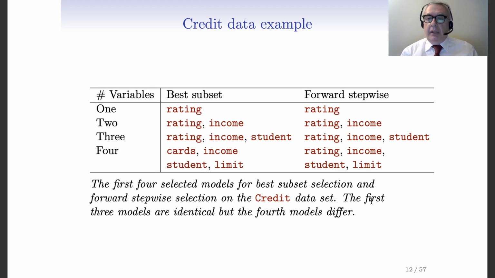Okay, let's go back to the credit card example, the credit data example. We are comparing now best subset with forward stepwise regression, and here we have the number of predictors that we are using. For the best subset, when you use one predictor, the best model is the one including rating. When using two predictors, the best subset is the one including rating and income. With 3, rating, income, student. With 4, cards, income, student, and limit.